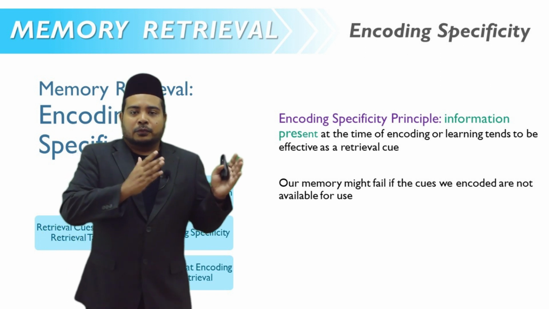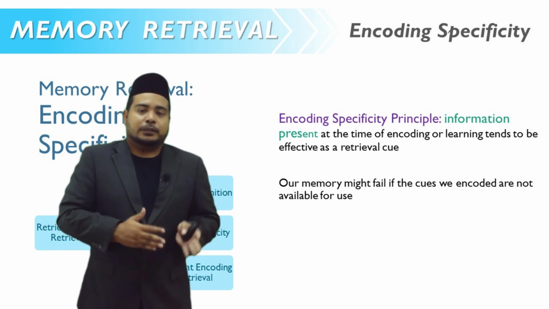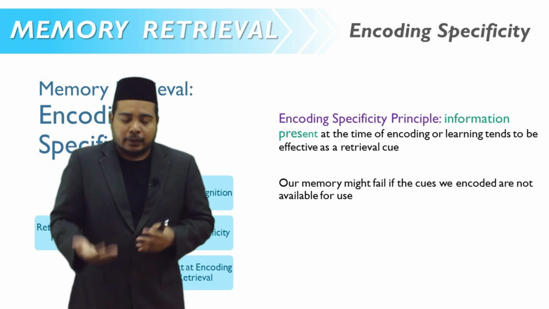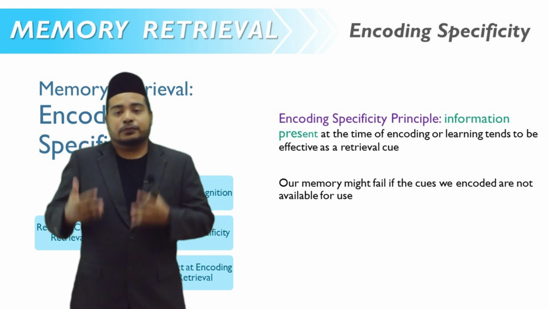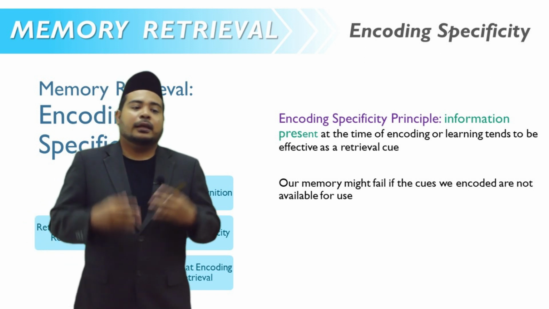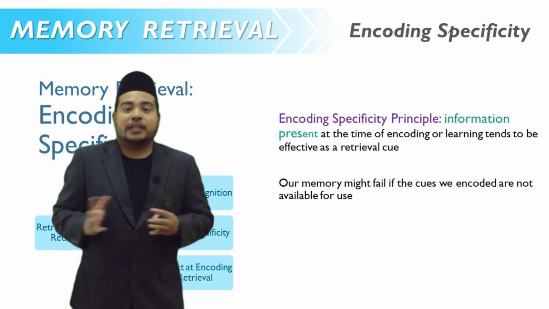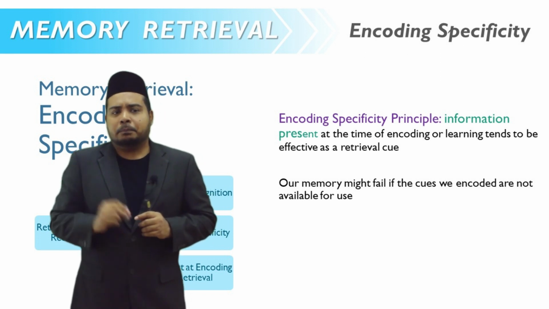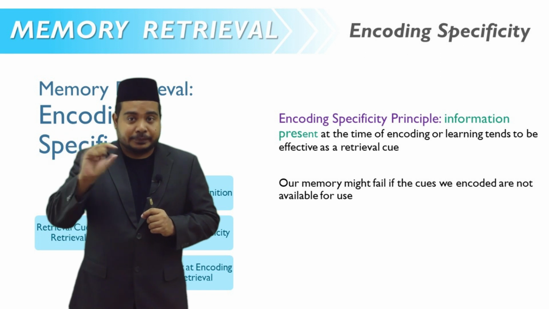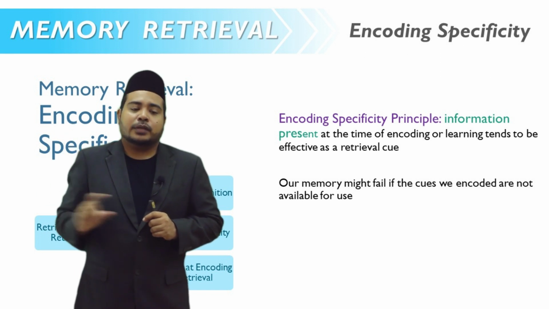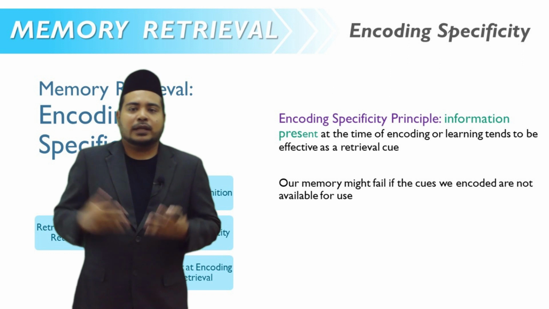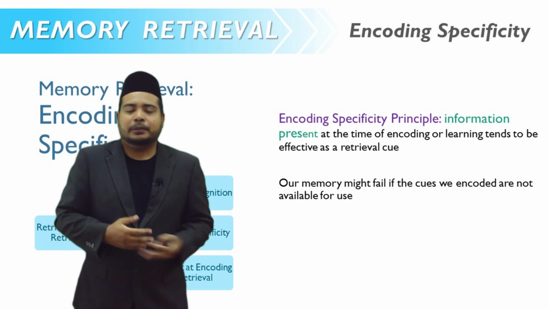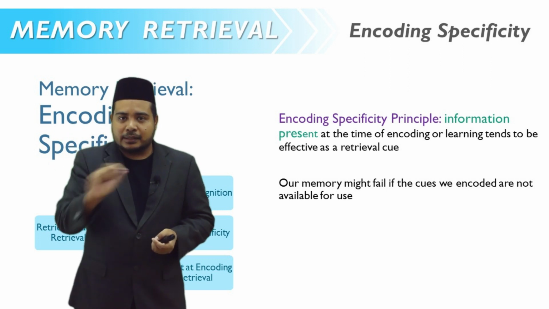For the encoding specificity principle, information present at the time of encoding might affect their recalling. Look at how you study, how you memorize things. Some people like to use a highlighter, with yellow colors, green colors. Now we have a lot of colors, pink colors, purple colors. They like to highlight their points.